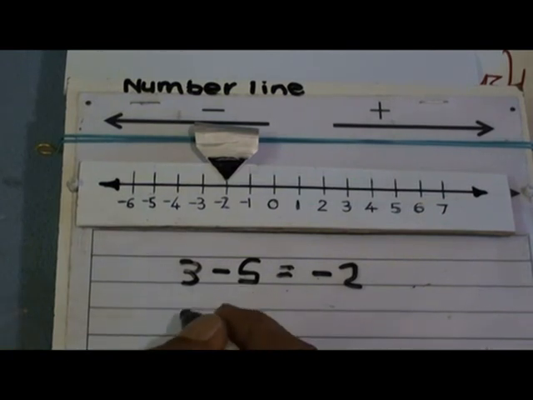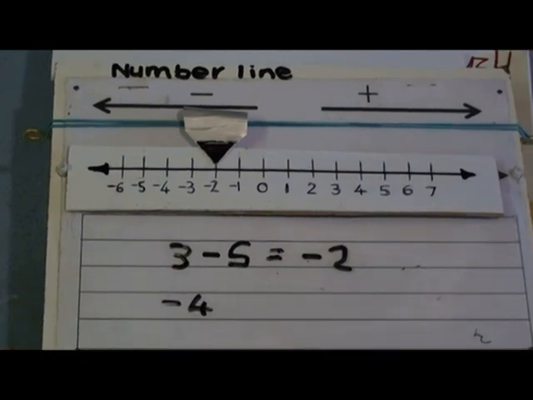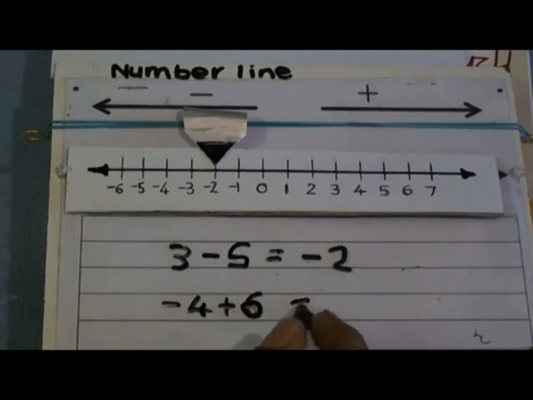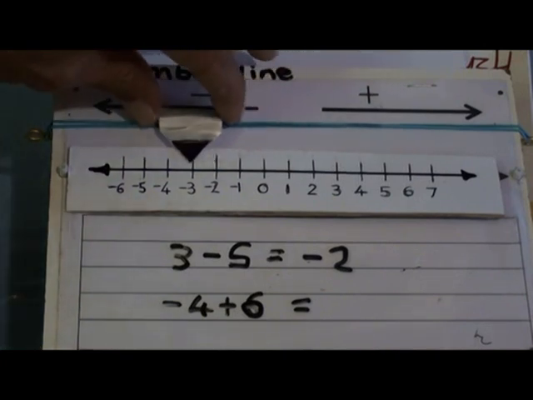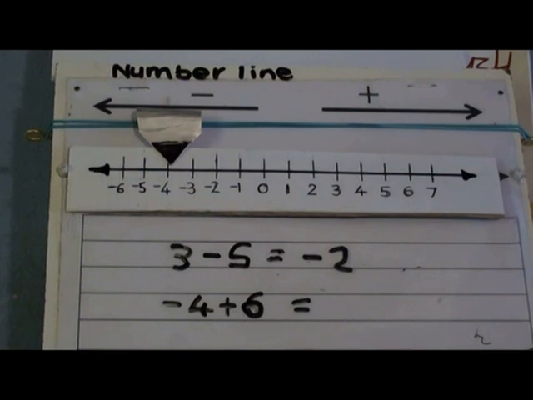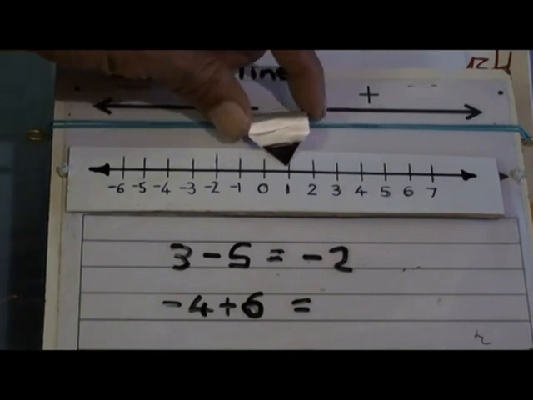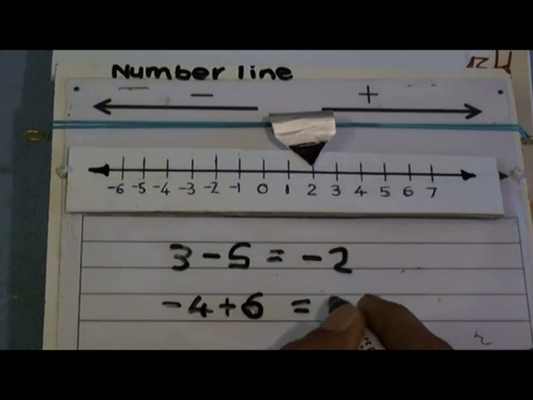Let's do another example. -4 plus 6 is equal to, so I want to set it on -4, and we're going to count 6 units literally. So it's 1, 2, 3, 4, 5, 6. So -4 plus 6 is equal to +2.